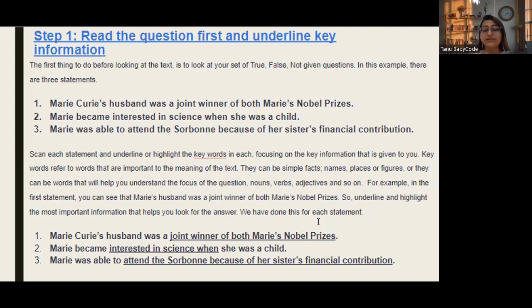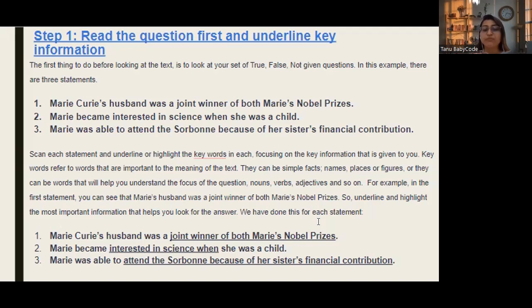So what you can see here is that you have to underline your key information. Marie became interested in science when she was a child. Marie was able to attend the Sorbonne because of her sister's financial contribution. So these are my 3 statements for which I have to look for answers.